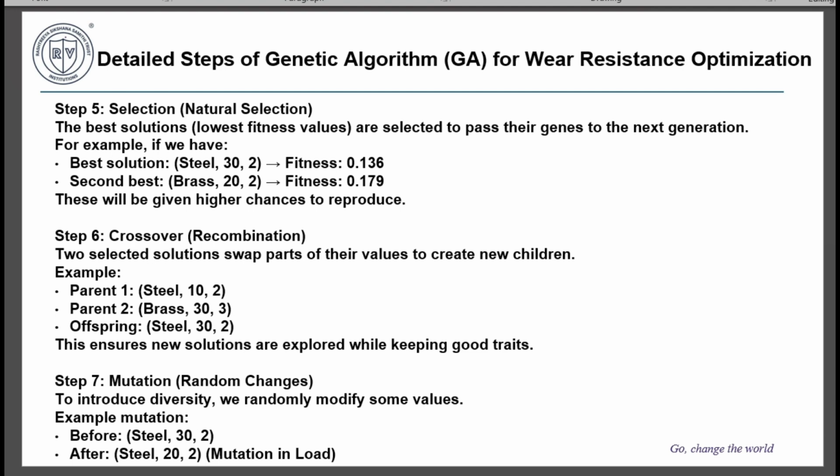Now, the selection process. Best solutions are selected to pass on, based on the experimental data and results. Lowest fitness values are better in this case. Next is crossover, which is recombination. Then it is mutation, which is random changes to introduce diversity and randomly modify some values.